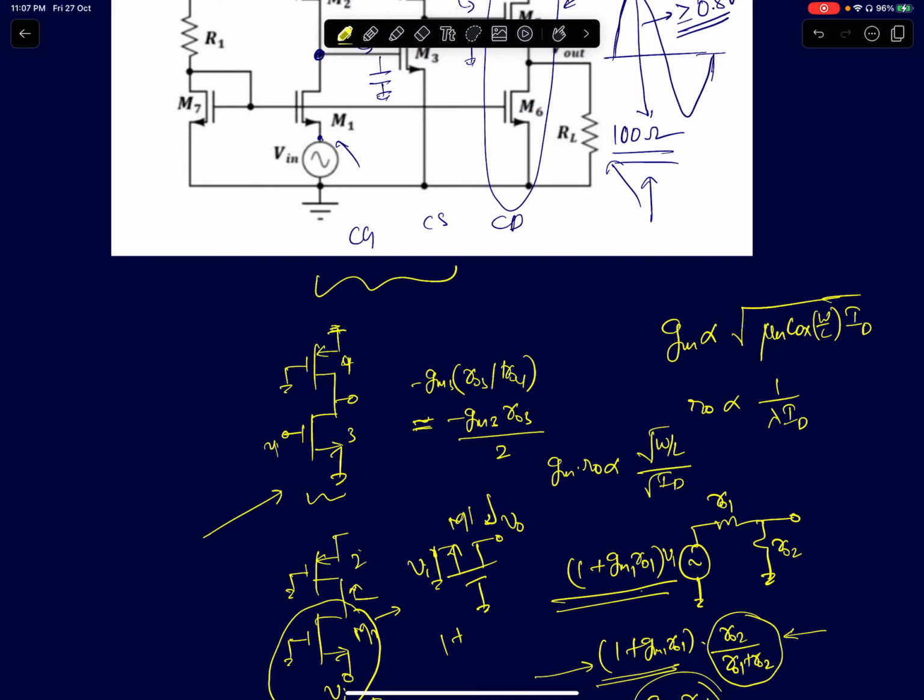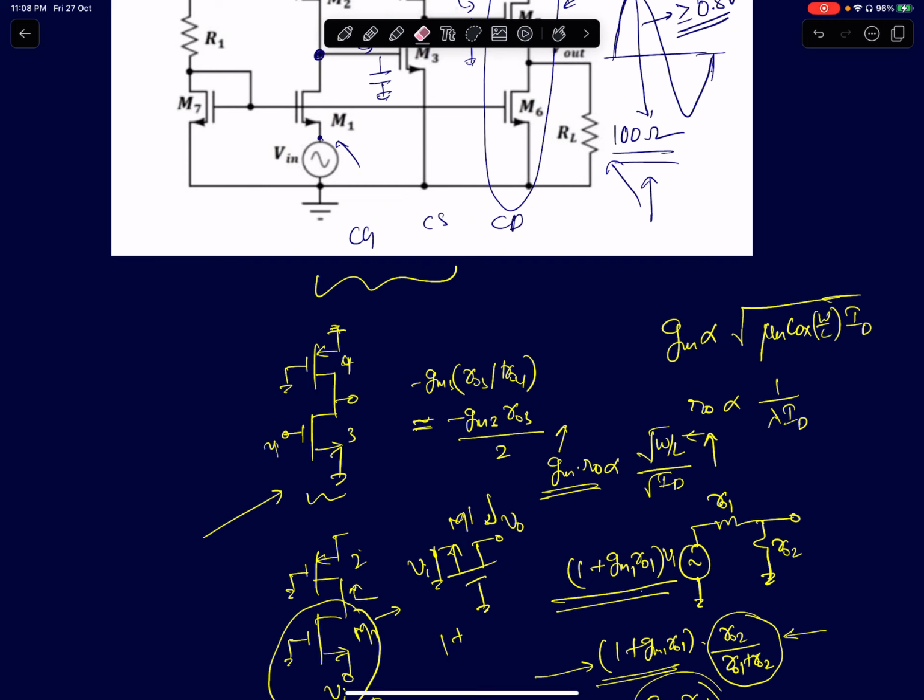Which means if I bias common source or common gate amplifiers with lower and lower drain currents, then I will get higher and higher gains. So if I want to get a high gain, I have to bias it with lower drain currents, or I can keep the bias current the same and the device length the same, and if I just increase the W by L ratio, then also my intrinsic gain increases because your gm is increasing. R0 is fixed, but gm is increasing.